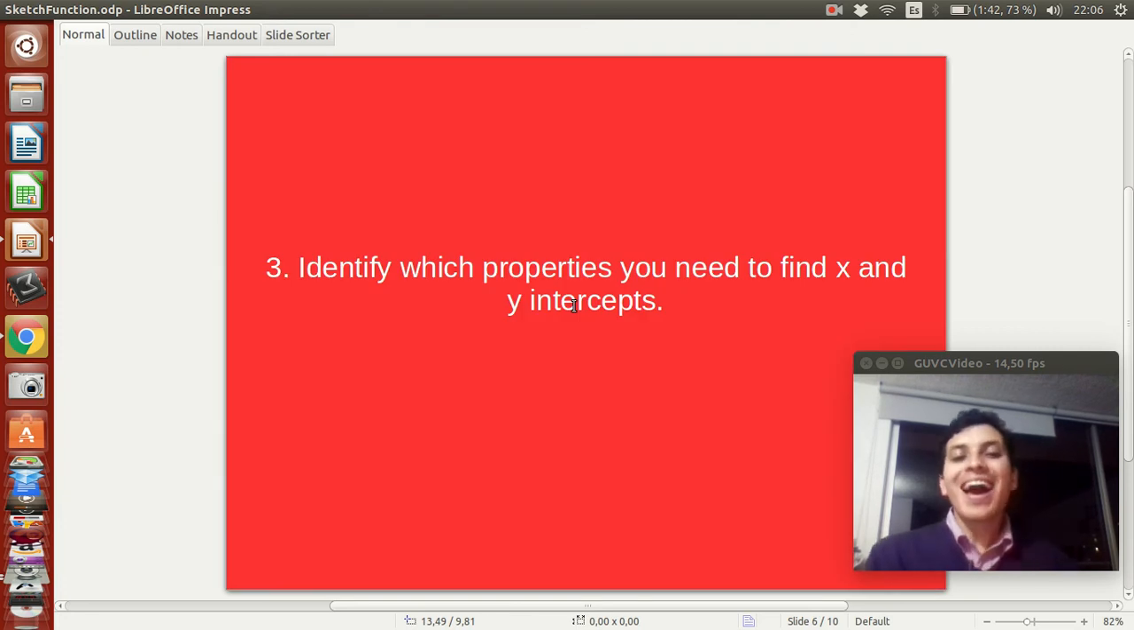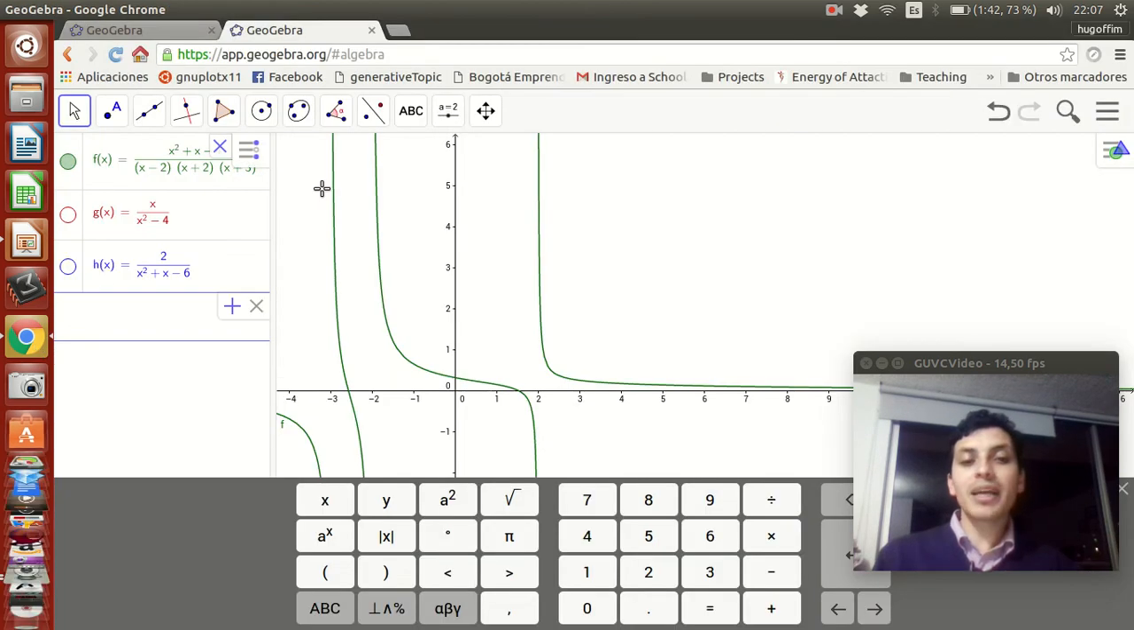Key number 3, identify which properties you need to find x and y intercepts. So before determining the x and y intercepts, determine which are the properties you need. Do you need to apply factoring? Do you need to apply the quadratic formula? Do you need to apply other properties? So let me tell you an example.